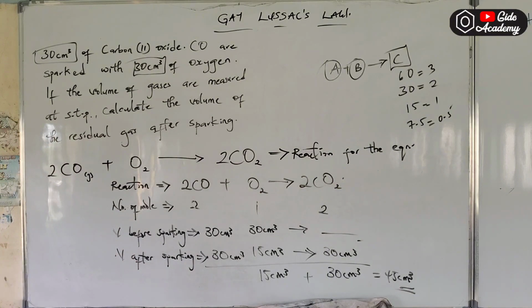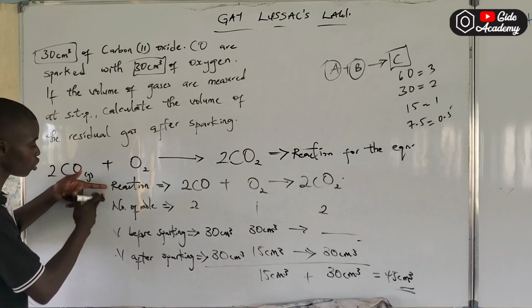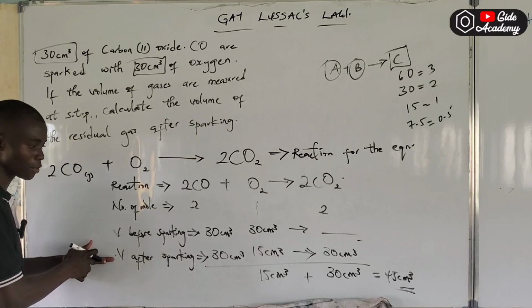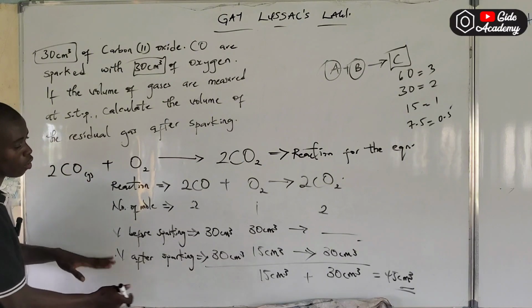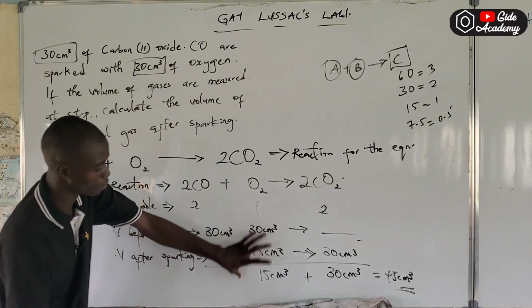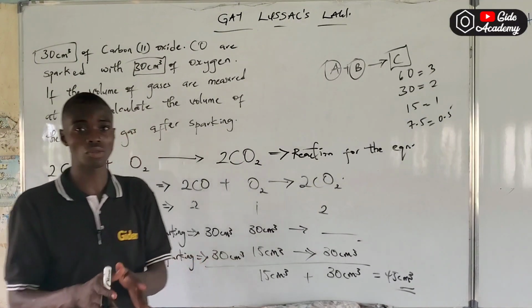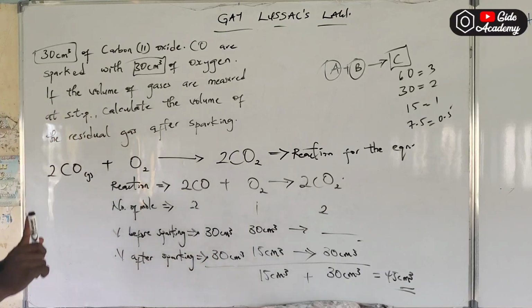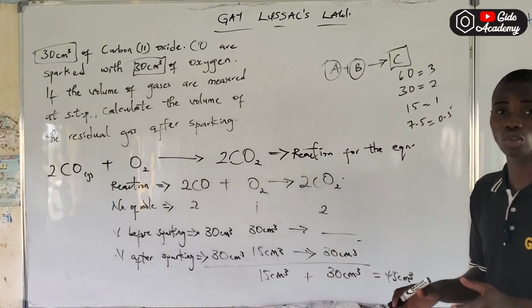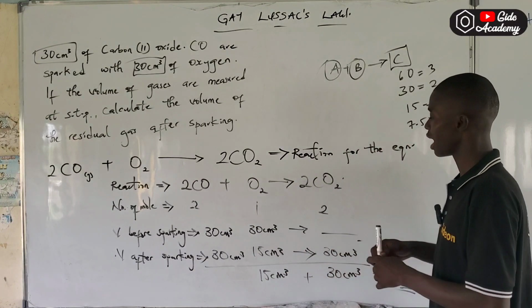What you need to do is, first, write the equation for the reaction, write the number of moles, the volume before sparking, the volume after sparking, and then you come back to the volume of the residual gas after subtracting, this plus this to give you your answer. I want you to take note of this again. Before the reaction, the product has no volume. It is after the reaction that a product can have a volume.